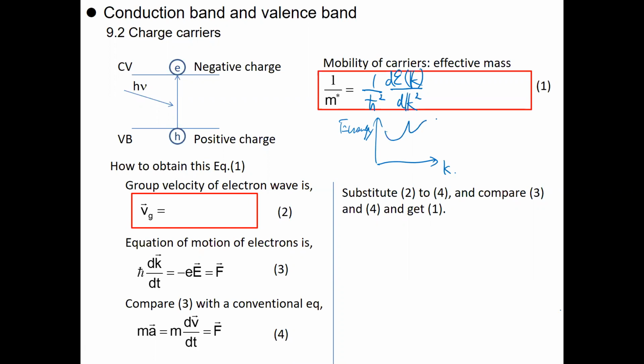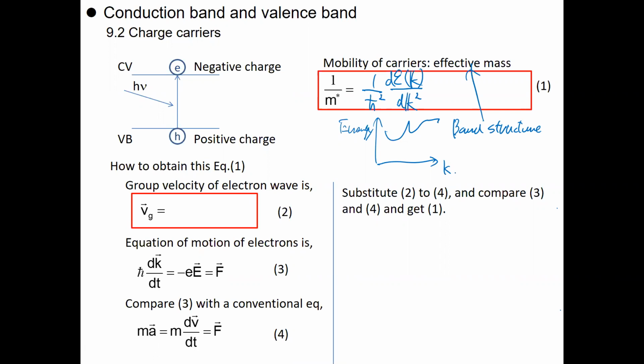So if you have some structure, you can differentiate twice, and then you can obtain the inverse of the mass of charge carriers. So the band structure directly gives the mass of electrons or holes. This is the take-home message at first.